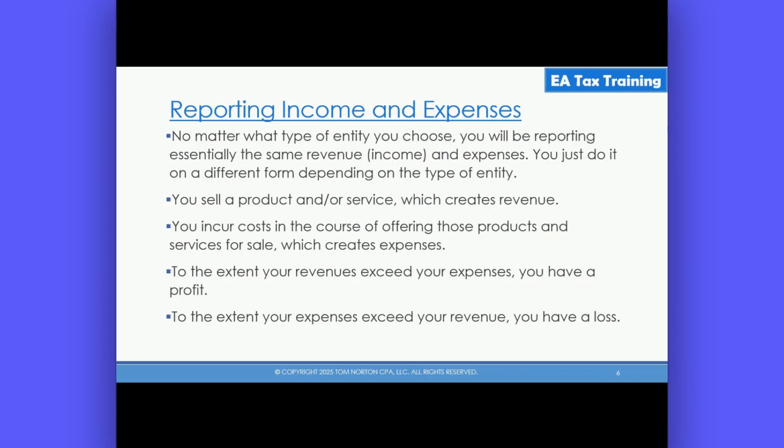So, for instance, you sell a product or a service, that of course creates revenue. You're going to incur costs in the course of offering those products and services for sale. So those are expenses. So to the extent your revenues exceed your expenses, you've got a profit. To the extent that your expenses exceed your revenue, then you have a loss. It really is that easy.